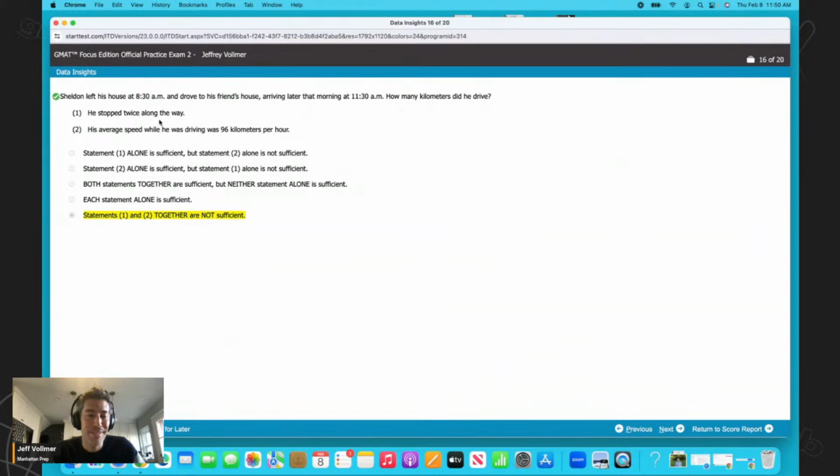This one seems a little tricky. The last one with the projectile seemed like a weird problem. But the stopping twice along the way, right? Remember, statements are always true. Take that as a fact. I have no idea how long he stopped, which also implies I have no idea how long he was driving. Of the 3 hours, was it 90 minutes of driving, 90 minutes of stoppage?